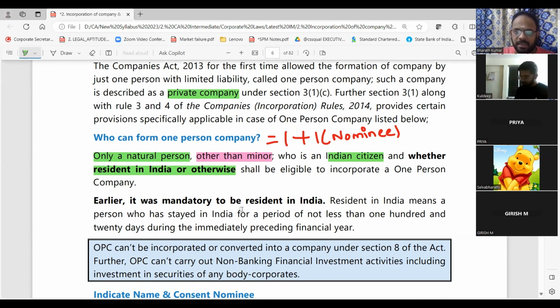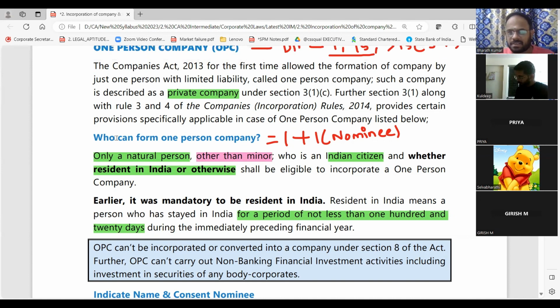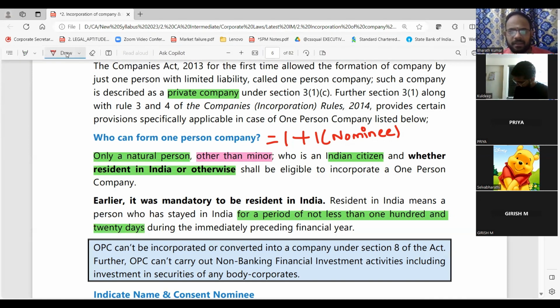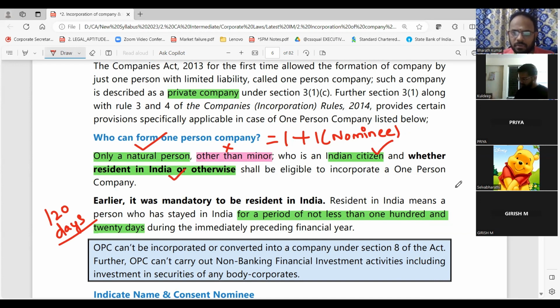Resident means what? Anybody who stayed in India for a period of 120 days. Don't write 180. That is Section 6 of the Income Tax Act, residential status for determining the calculation of tax. This is 120 days only. So may or may not. So this pink color is not. Green color is yes. This and all, they should be mandatory. 120 days. Please first write this condition.